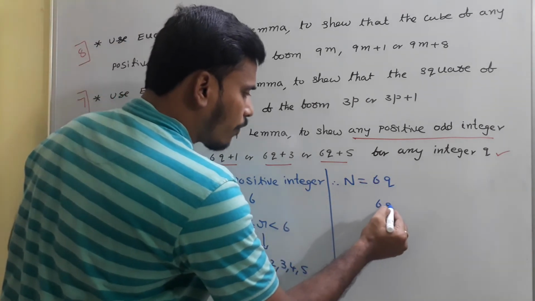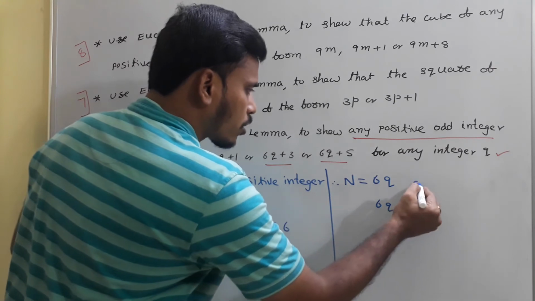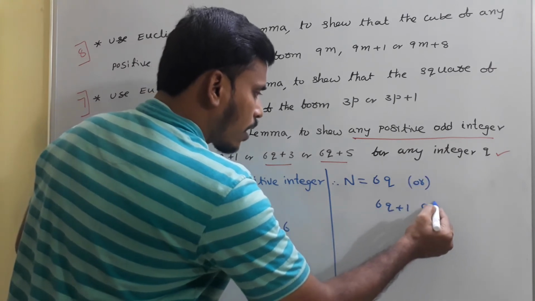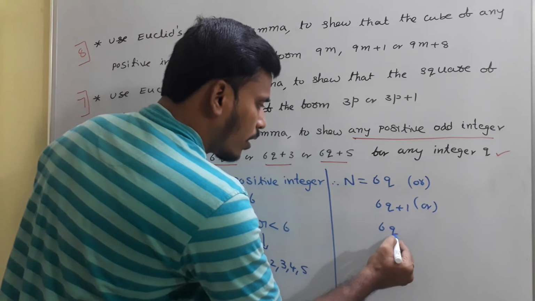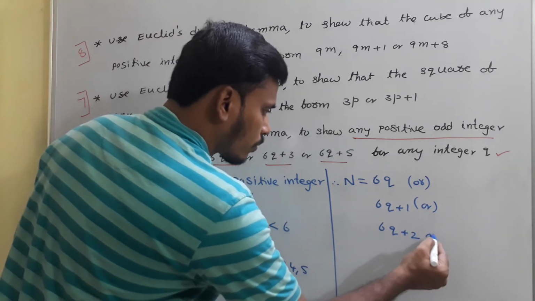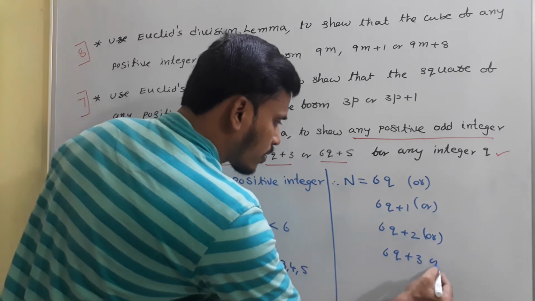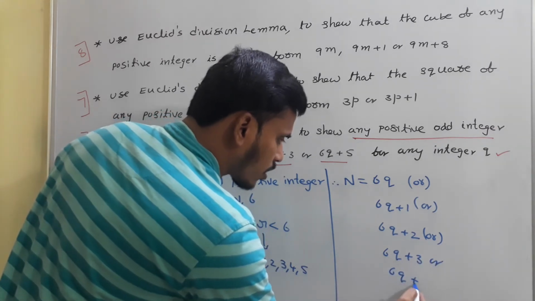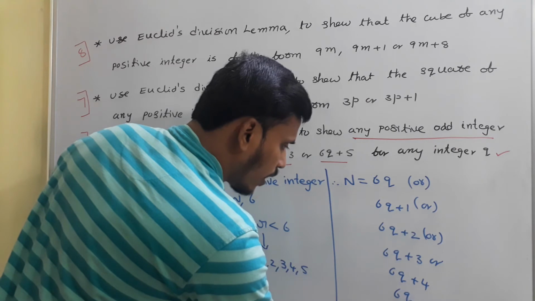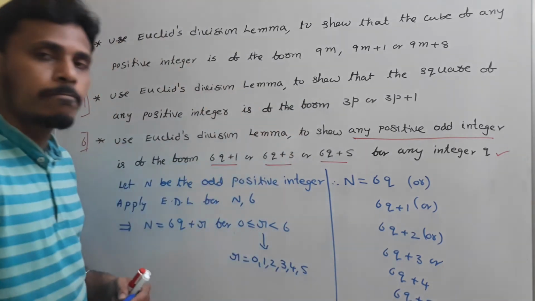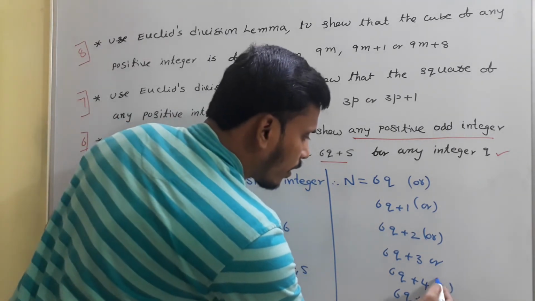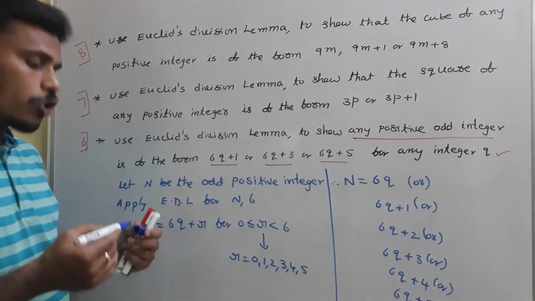If you replace r with 1, n is equal to 6q plus 1. And if you replace r with 2, 6q plus 2. And then if you replace r with 3, 6q plus 3. Similarly, we will write 6q plus 4 as well, and 6q plus 5. Yeah, what is our n? Our n is an odd positive integer.